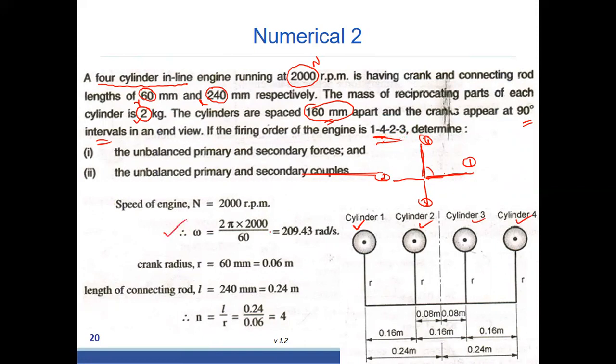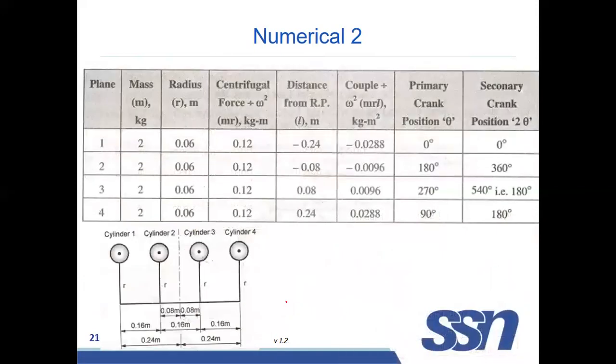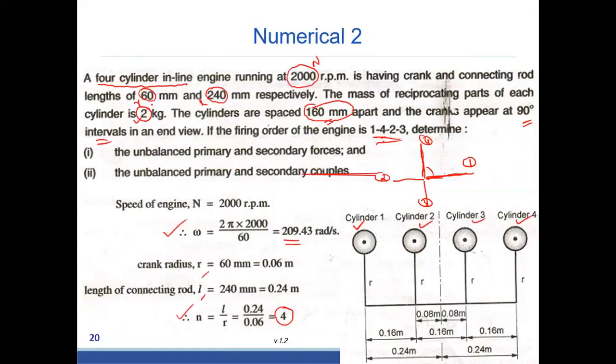We find the value of omega, that is 209, from 2 pi N by 60. And we know the values of L and R, so you can find the value of n. n is equal to L by R, that is 4. Now you draw the table. Already in the problem, it is given mass is equal to 2 kg. The radius of the crank is 60 millimeter. From this we calculated omega. Omega we need not put because it is common to all.